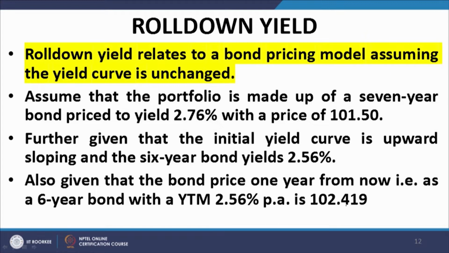The roll down yield relates to a bond pricing model, assuming that the yield curve is unchanged. So, assuming that the yield curve is unchanged, what will happen? The bond is priced today at t equal to 0 as a 7-year bond at a YTM, which corresponds to a 7-year interest rate and which is given as 2.76%, at which the value of the bond has been estimated or has been arrived at as 101.50 units of money.